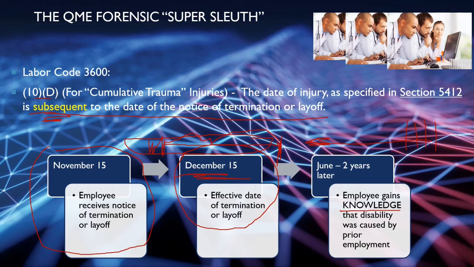But I'm sure you can imagine that there are cases where these occupational diseases don't manifest themselves until long after the employment relationship has terminated, and the employee gains the knowledge from a medical provider 2 years, 3 years, 5 years later. Well, lawmakers recognized the veracity and the sincerity of this particular type of situation, and they created an exception to Labor Code 3600 under Section 10D, which would allow these types of claims to move forward.